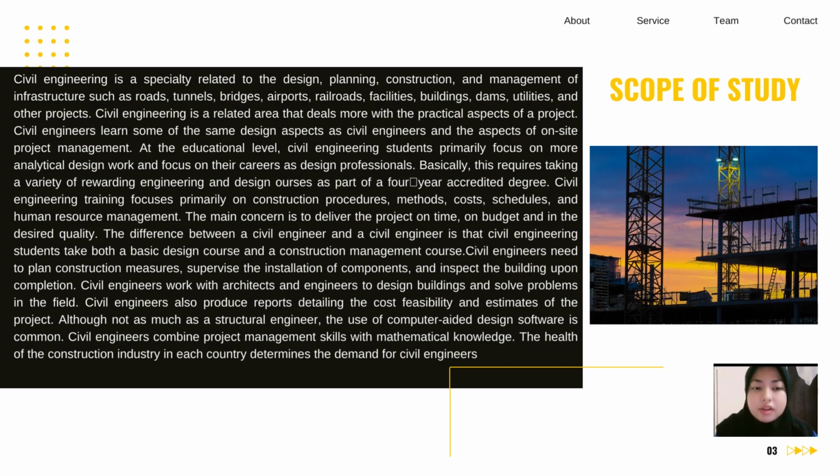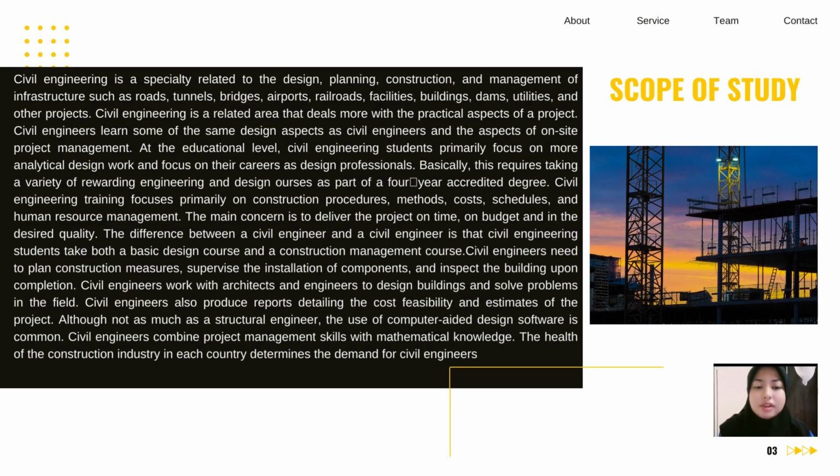At the educational level, civil engineering students primarily focus on more analytical design work and focus on their careers as design professionals. Basically, this requires taking a variety of rewarding engineering and design courses as part of a 4-year accredited degree. Civil engineering training focuses primarily on construction procedures, methods, costs, schedules, and human resources management. The main concern is to deliver the project on time, on budget, and in the desired quality.